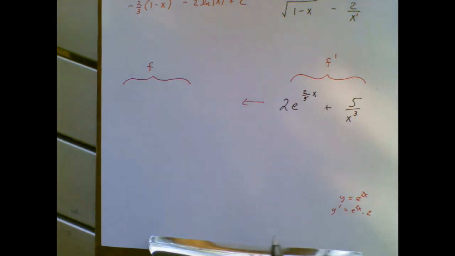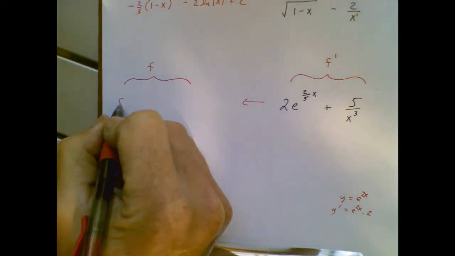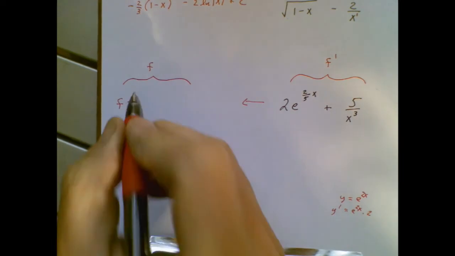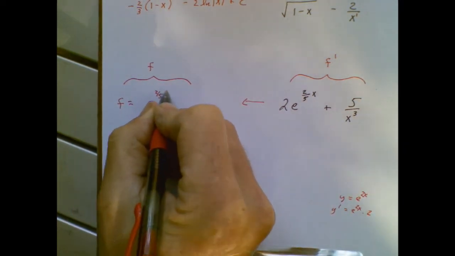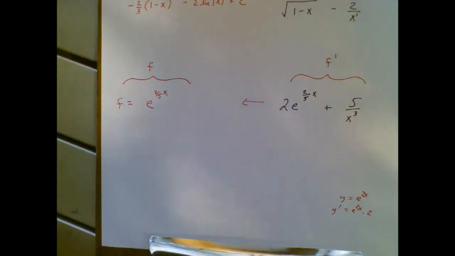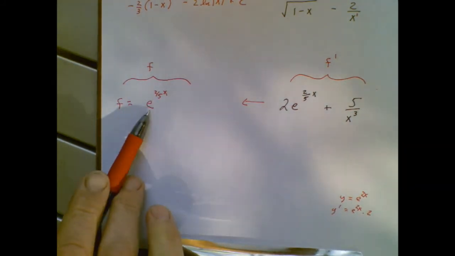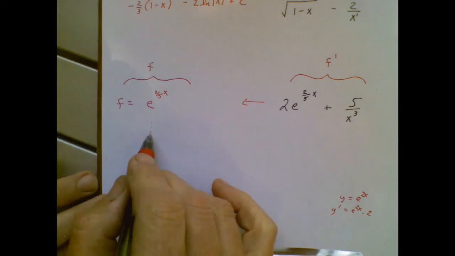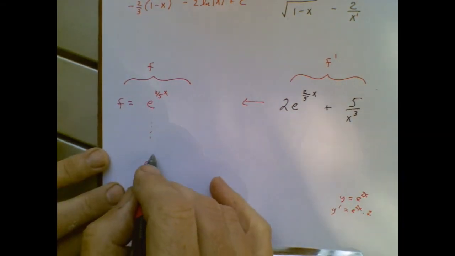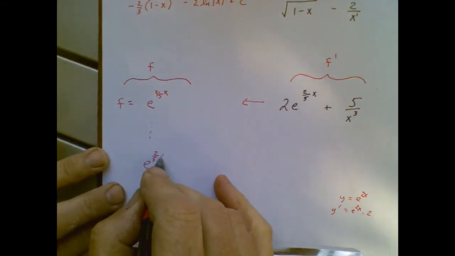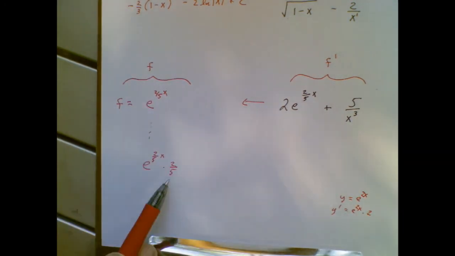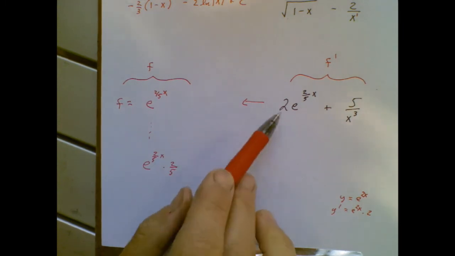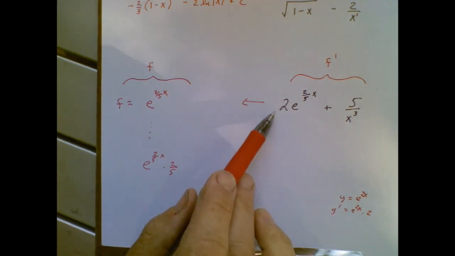So here's what I'm going to do. I'm going to piece it together. Function f is going to equal e to the 2/5 x. And now if I took that derivative, I would get e to the 2/5 x times a ninja of 2/5, giving me a coefficient of 2/5, but I needed the coefficient to be 2.